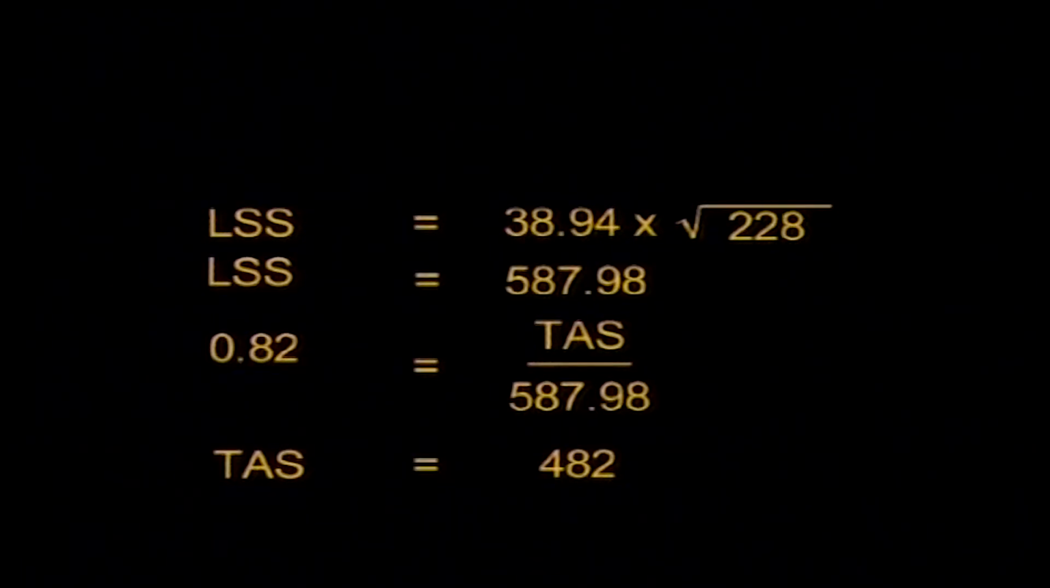For the same example, local speed of sound equals 38.94 multiplied by the square root of 228 Kelvin, which is the minus 45 degrees Celsius plus 273. This results in a local speed of sound equaling 587.98. The Mach number of 0.82 equals TAS divided by 587.98. Solving for TAS gives 482 knots.